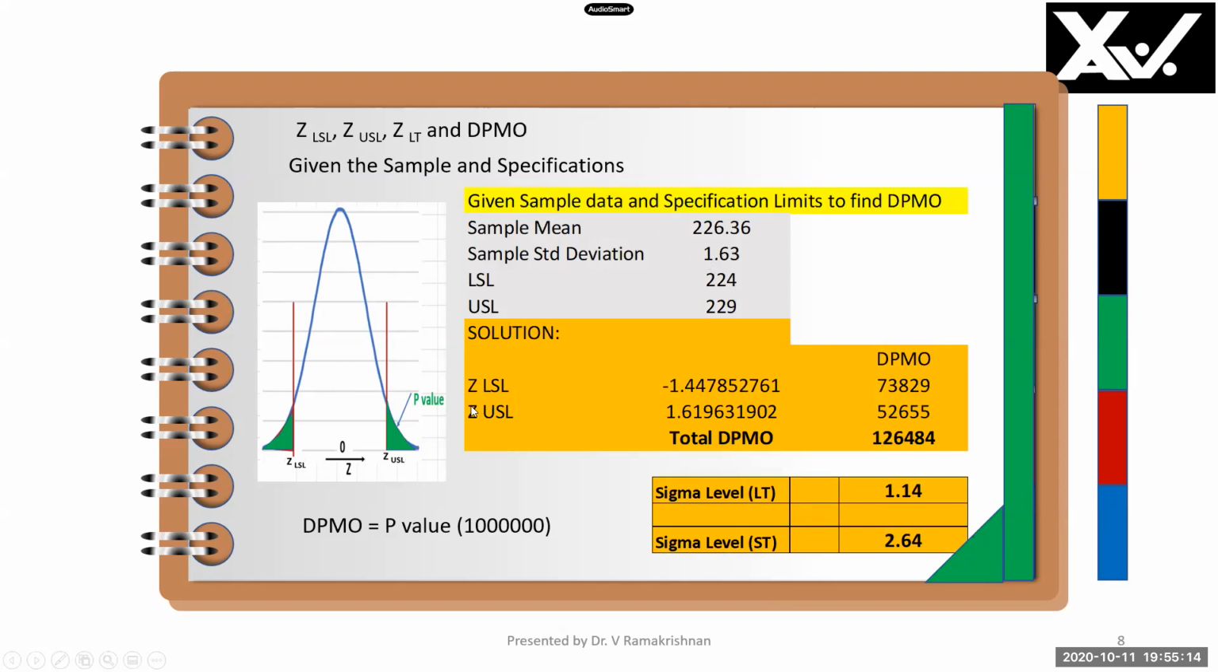Please see that Z LSL is x minus x bar by standard deviation. What is x? X is nothing but LSL. It is shown here, 224.